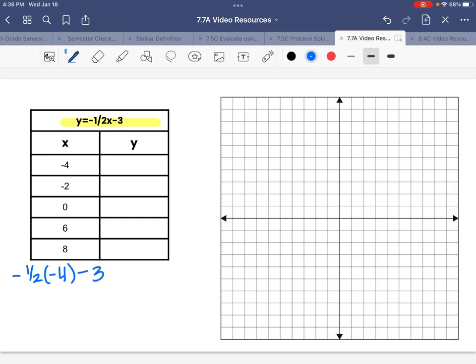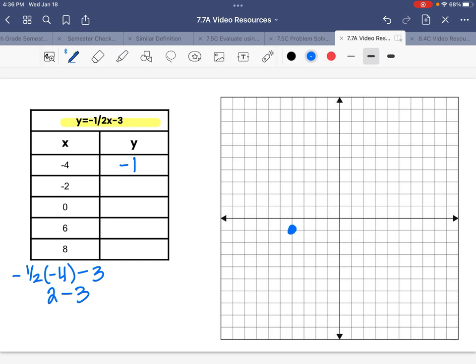And I know a negative times a negative becomes a positive. So -1/2 times -4 is +2. And when I have 2 minus 3, that gives me an output of -1, which I can go graph on my coordinate plane. So I find (-4, -1).